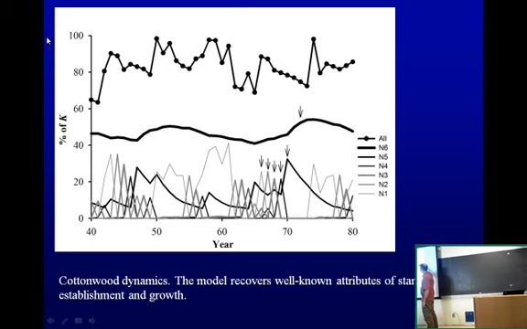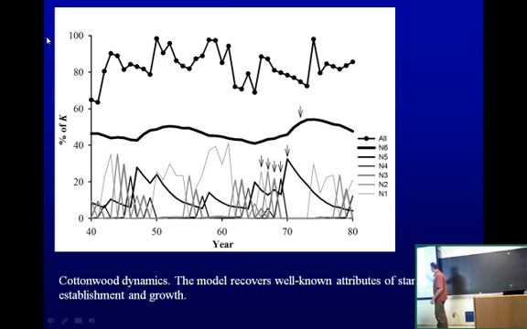And here we have the dynamics of the individual stages. And right here, we have dynamics of mature cottonwood forest. So by the time you get to those older stage classes, the dynamics are a little more regular. You still see these cycles that occur on a 10 to 15 year periodicity right here.